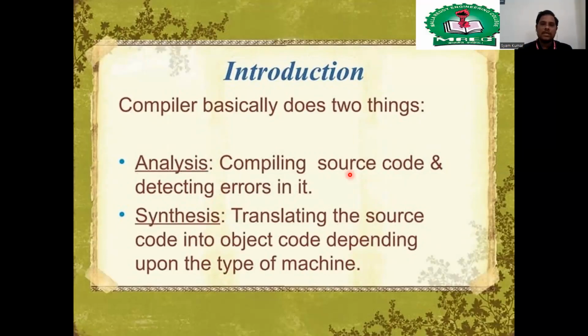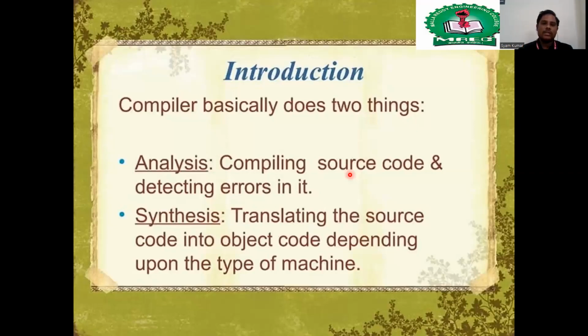In the analysis part, the source language is a high-level language. We check whether there are any errors in the code. First, we have to detect the errors, and then we should remove those errors. This is done in the first three phases. The compiler contains six phases. In the six phases of the compiler, the first three phases translate the high-level language into a form without errors.